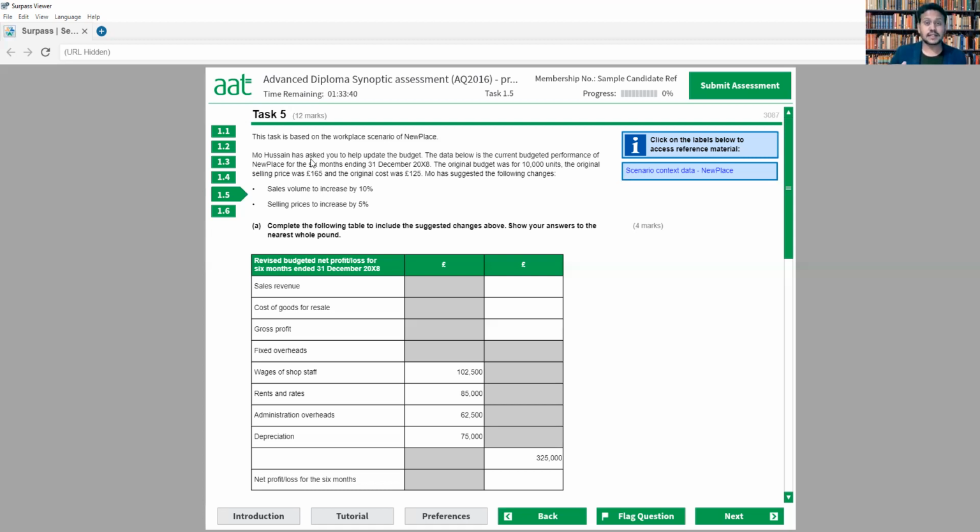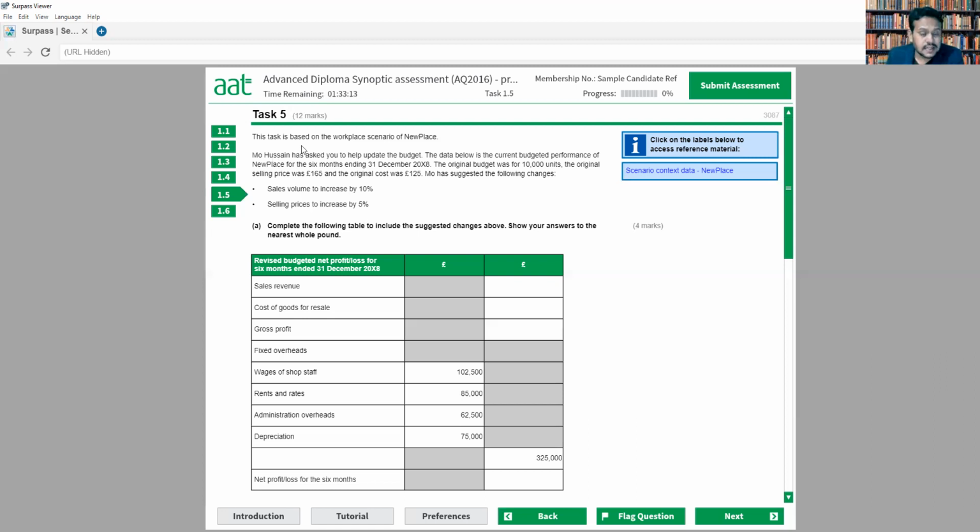So if the figure is like 55.6, then we'll do 56, not 55. So we round up if it is 0.5 or more, making it the nearest pound. I think it's not a very difficult thing. We know how to do it. Let's read the question now.